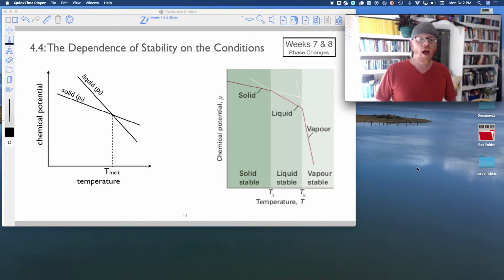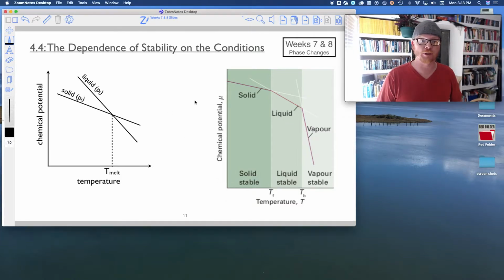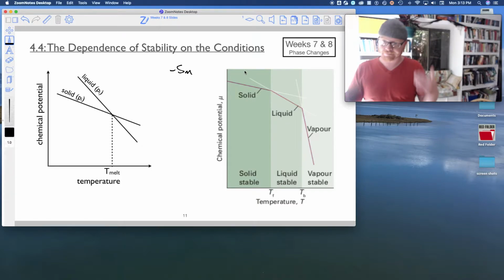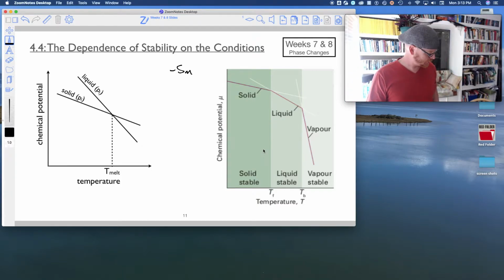Okay. But now what I want to get into is how we can start predicting mathematically where these phase boundaries should appear. So for example, I'll remind you that when you look at chemical potential versus temperature, the slope of this line is entropy. And we noted that the vapor has a bigger entropy than the liquid, than the solid. So where we see these cross, that's where the phase transition happens.